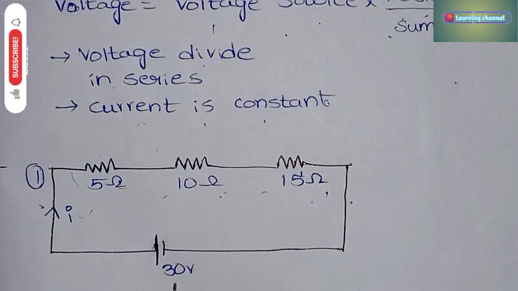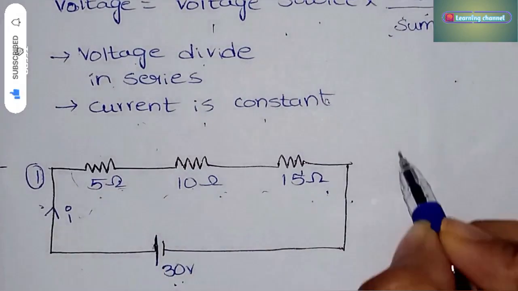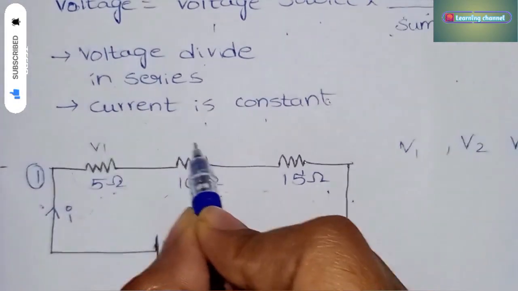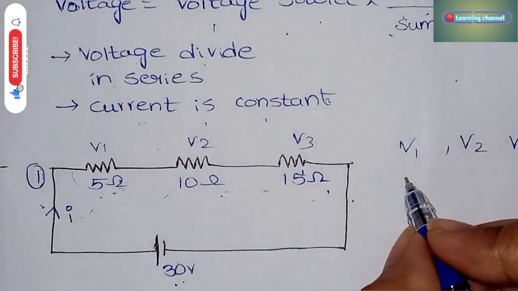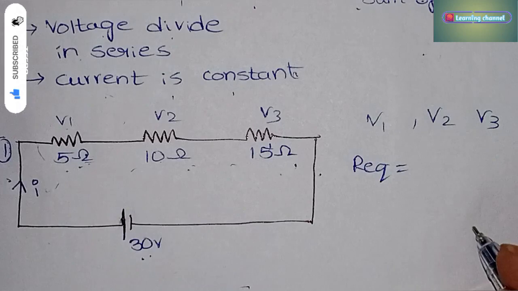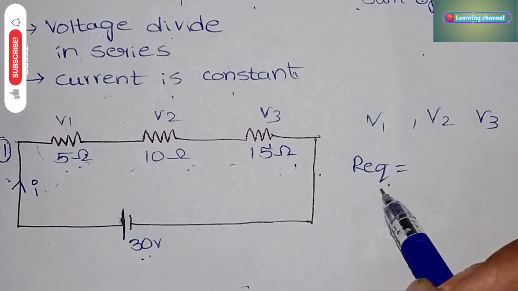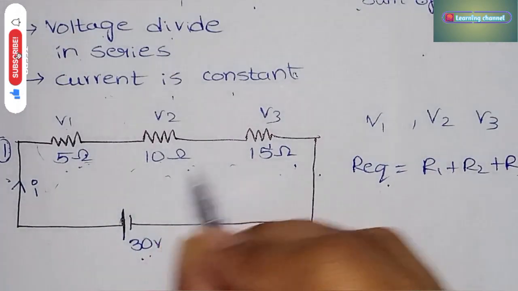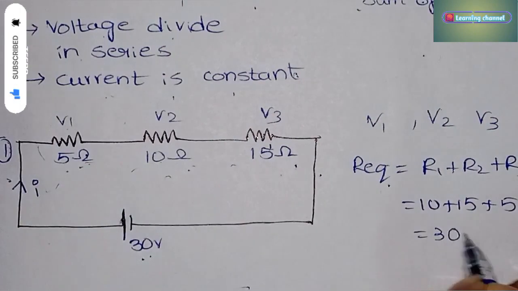Here we have a 30 volt voltage source, 5 ohms, 10 ohms and 15 ohms. They asked us to find V1, V2, V3, which is nothing but the voltage across 5 ohms, the voltage across 10 ohms and the voltage across 15 ohms. Firstly, we have to find R equivalent, because in the denominator we use the sum of resistances. R equivalent is equal to R1 plus R2 plus R3, that is 10 plus 15 plus 5, that is equal to 30 ohms.